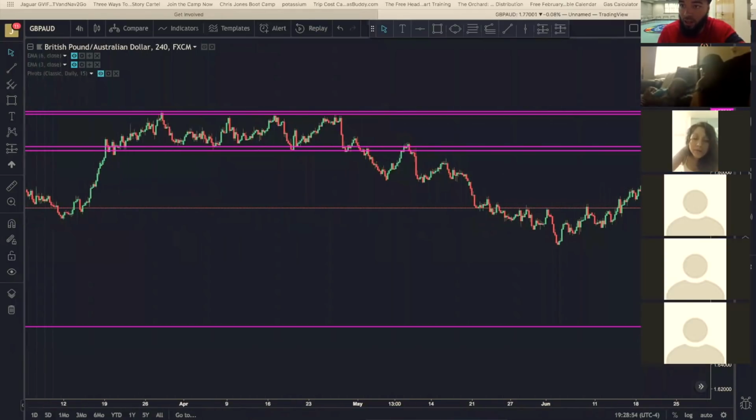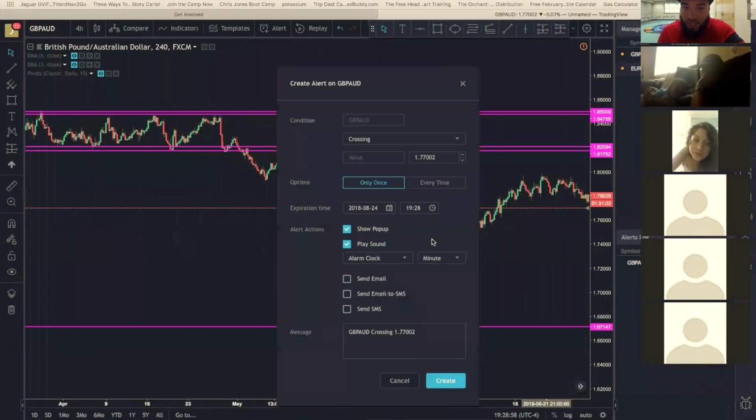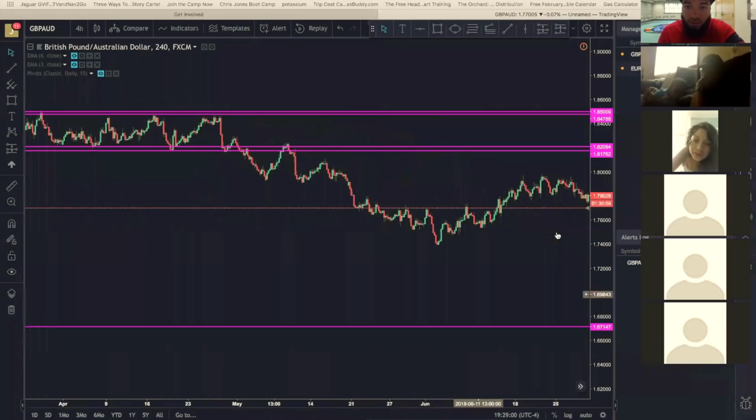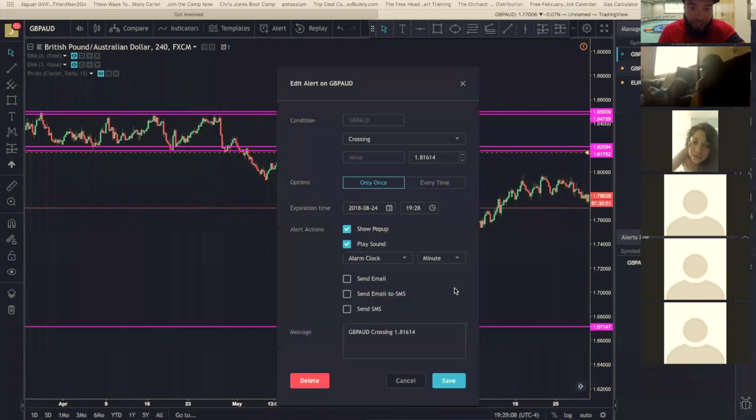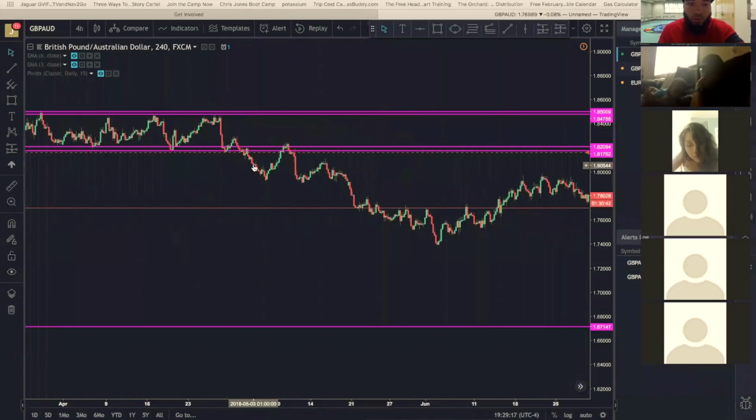You see that little alarm clock? Set an alert and say, boom, right here. And you can move it. If price comes right here and breaks below it, I want to be alerted. I want it sent to my email, or to my text message, or to my phone, whatever you need to do. You can move that and have it here.